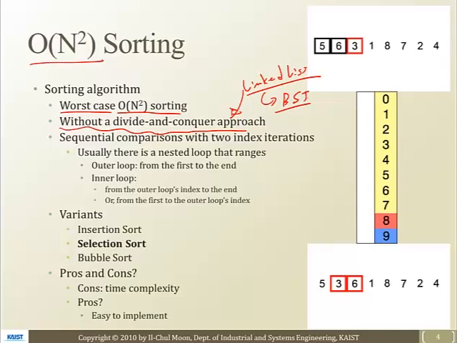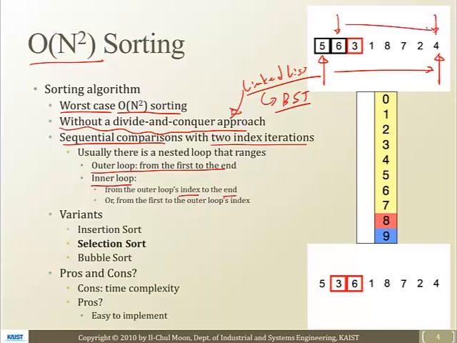So without divide and conquer, how it works is sequential comparisons with two index iterations, right? Usually there is a nested loop. The outer loop is from the first to the end, and there is another inner loop that goes from the outer loop's start index to the end. So when index 1 is pointing at number 5, then the inner loop starts from the number 6 here. How these two loops interact determines the variance of the sorting algorithms.